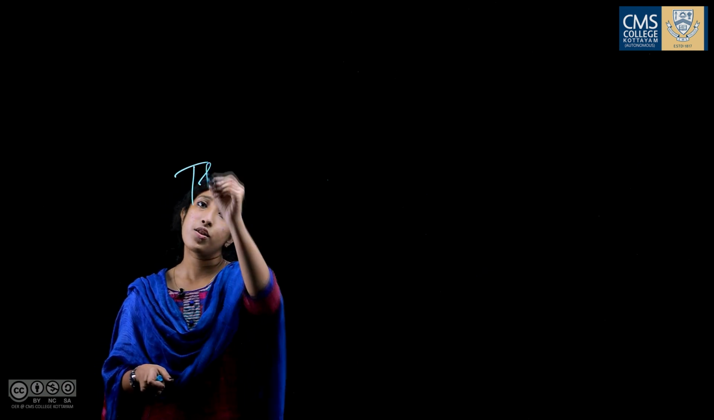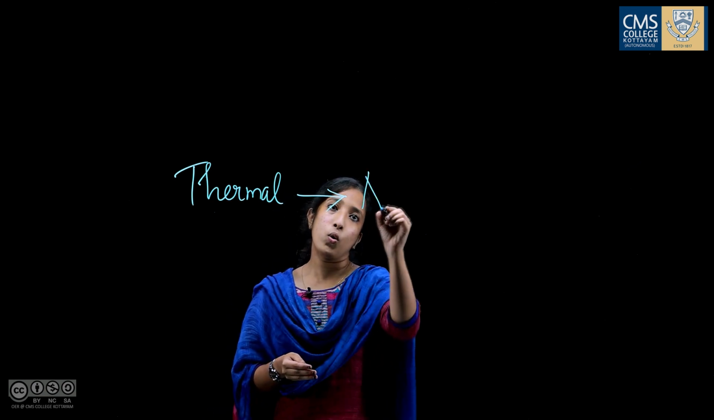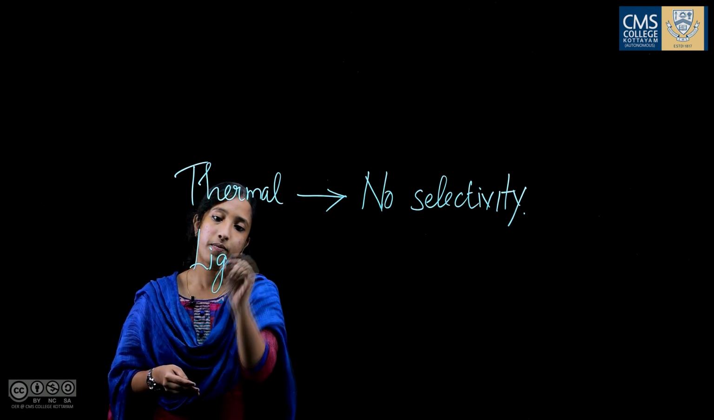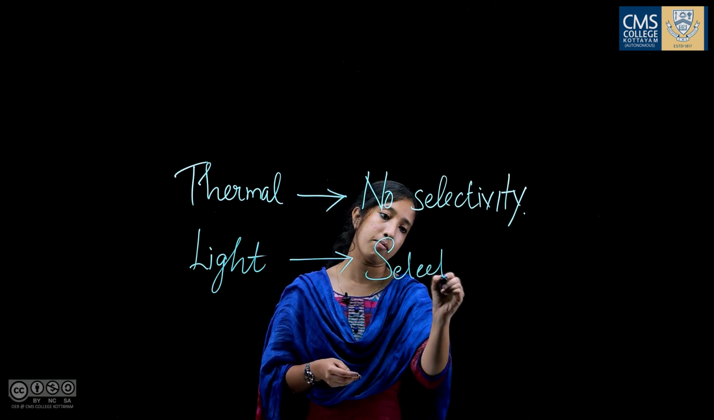Now that we have understood the difference between the photophysical and the photochemical process, we are going to understand why light is used as a form of energy over thermal energy. When thermal energy is used as a source, there is no selectivity of the product. If we assume that we need to get a particular product from this reaction, that is not achievable using thermal energy. So, there is no selectivity of the product. But when we use light as a source, there is selectivity of the product.